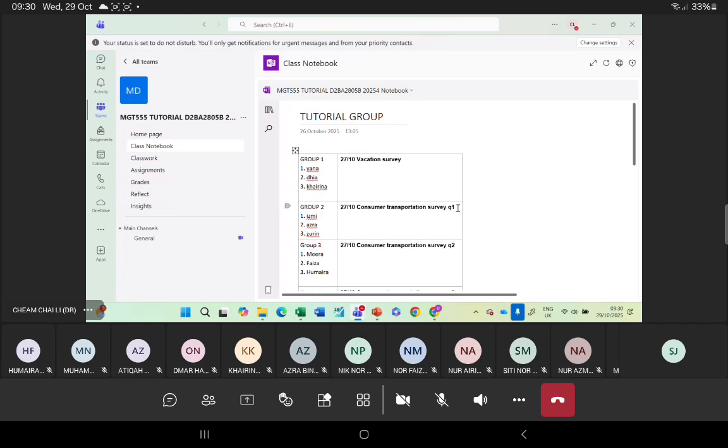Okay, so you jangan bagi file dulu ya. Yang ni tak perlu bagi file. You just screenshot your answer and then letak dekat your page. Okay, I think that's all for today. Do you have any questions? Any questions to ask before we end the meeting today?